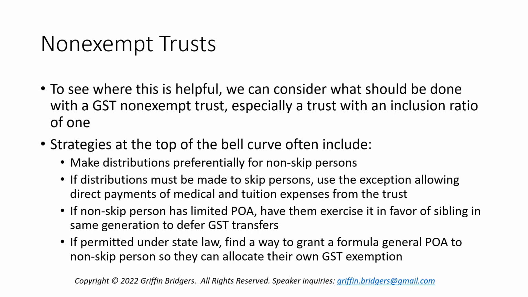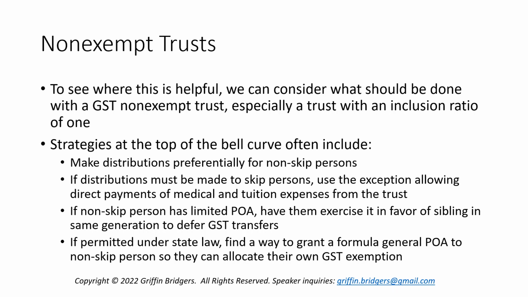We could also look to the exception which allows for gift and GST tax purposes the direct payment of medical and tuition expenses on behalf of any individual. In this case, if there are skip person beneficiaries under a non-exempt trust, we can use that exception to allow the trustee to pay directly on behalf of those skip person beneficiaries their medical and tuition expenses, so that we're still making distributions for their benefit directly to the source, but those don't count as GST transfers, and there's no tax on what would otherwise be a taxable distribution.